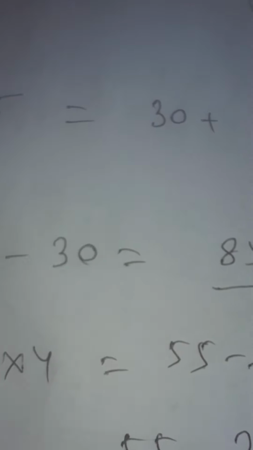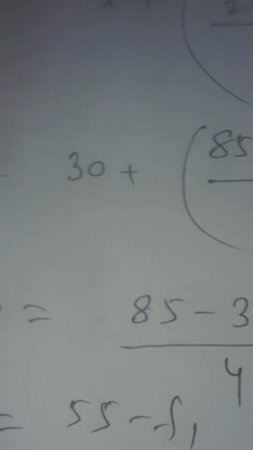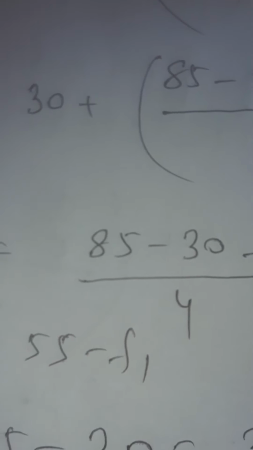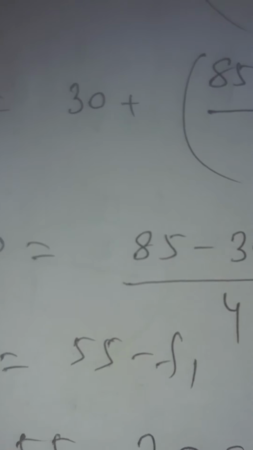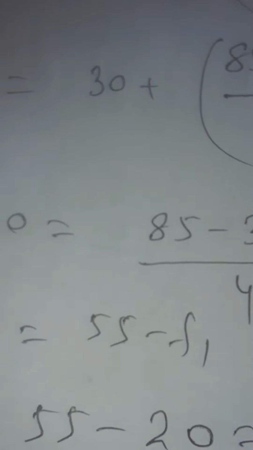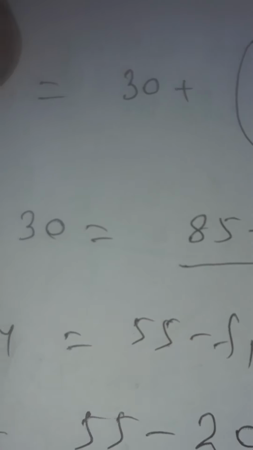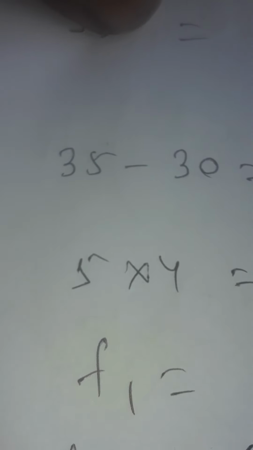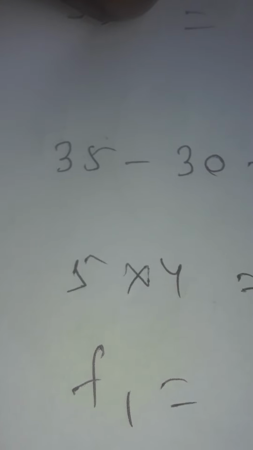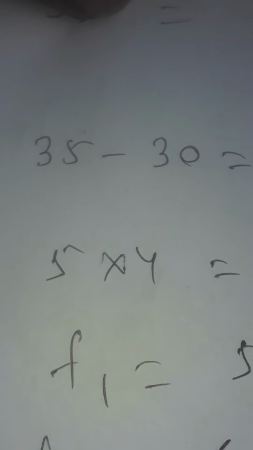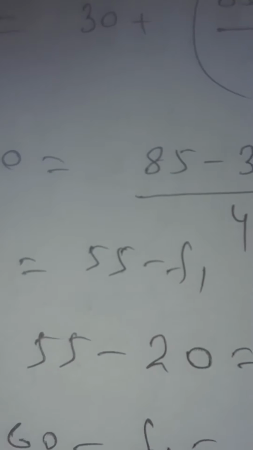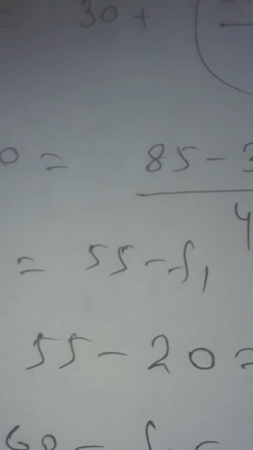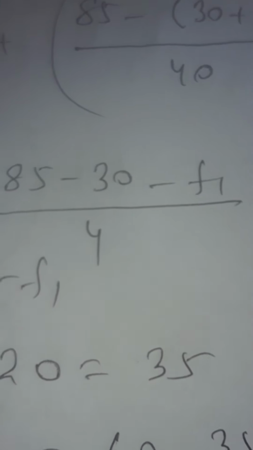Now, by calculating the value, we will take this F1 in LHS. When we take this F1 in LHS, this minus F1 will be converted into plus F1, and it's 5 into 4. When taken in RHS, it will be converted into minus 20. 55 minus 20 will give us 35.